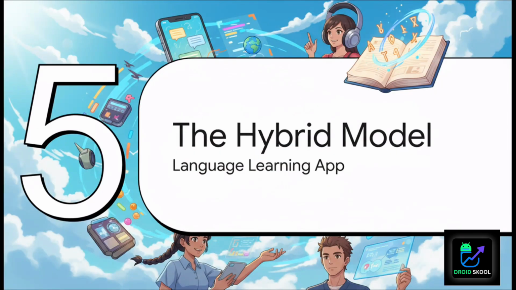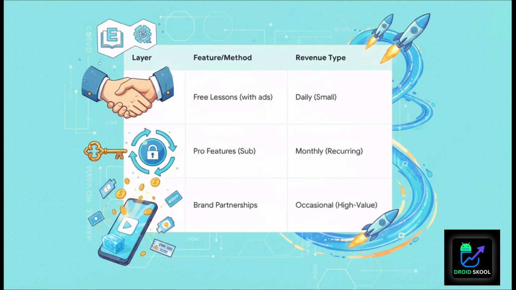Okay, enough with the theory. Let's look at a practical example. Imagine you've built a portfolio project, a language learning app. How would this hybrid model apply to that? So, let's see how this system works. At the foundation layer, you're giving away free lessons with some light ads for daily revenue. For stable income, you have pro features under a $99 per month subscription. And for the big jumps, you've partnered with educational brands. See, it's a complete, well-thought-out system.